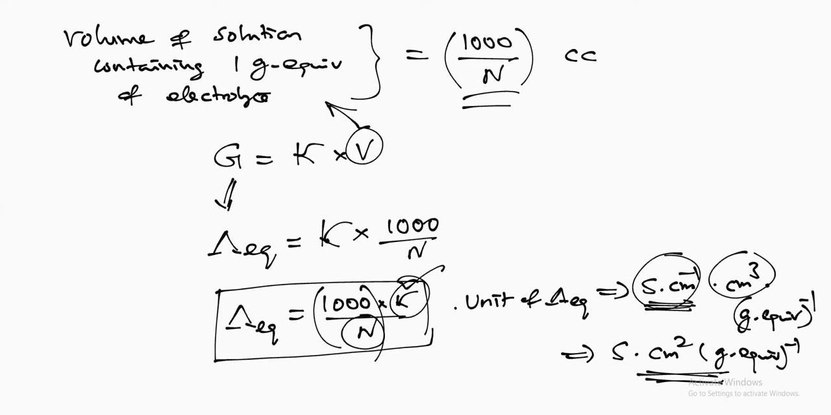But students, remember, we are not using equivalent conductance in our books. We are going to focus mainly on molar conductance, which I'm going to introduce next. So equivalent conductance is nothing but 1000 kappa by n. For competitive examinations, you should remember this expression.